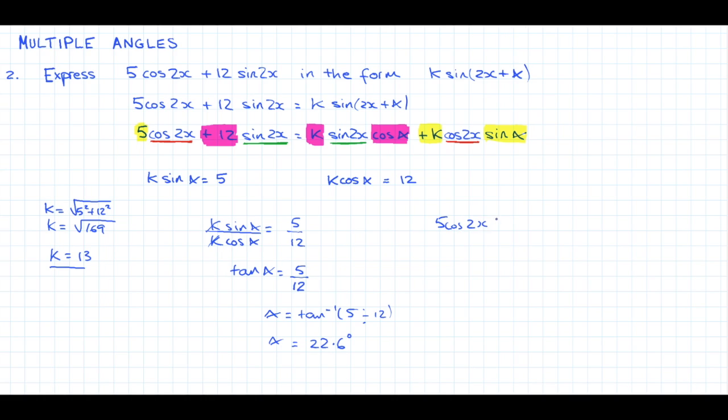So we were given 5 cos 2x plus 12 sin 2x, and we were asked to put it in the form k sin(2x plus alpha). And we have the value of alpha, and we have the value of k, so that's 13 sin(2x plus 22.6 degrees). Thank you.